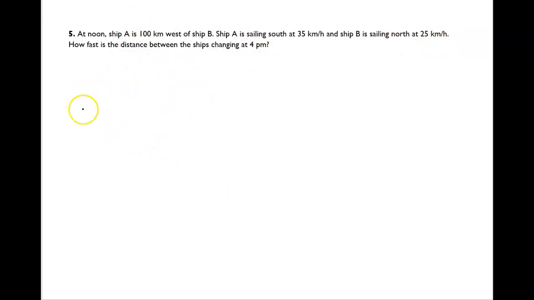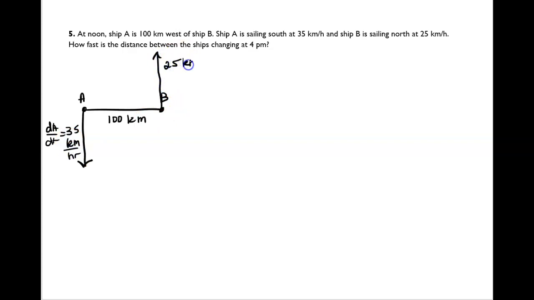Okay, so let's just start at the beginning. Ship A is 100 kilometers west of ship B. We know ship A is sailing south at 35 kilometers per hour, so that's dA/dt. And ship B is sailing north at 25 kilometers per hour. That's my dB/dt. We can figure out signs and stuff in a minute if we need to.